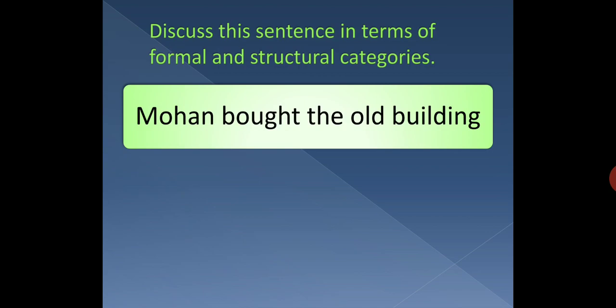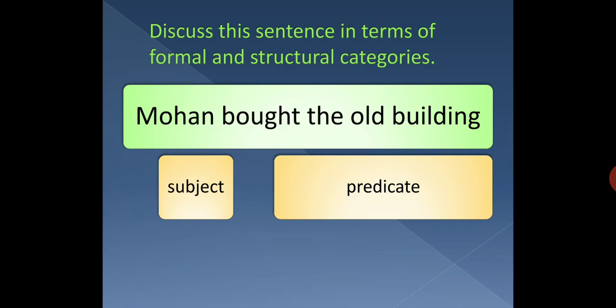2 seconds, just give it a try. Mohan bought the old building. What does your label look like with the functional labeling? Try to give this sentence a functional labeling. Okay, so it can look this way.